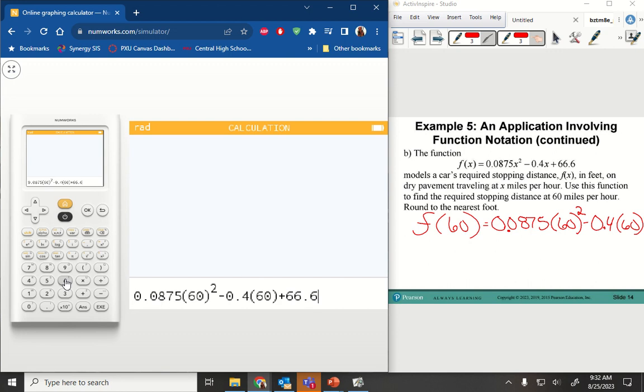Does anyone need help getting there? I got the answer. Okay, good. I'm trying to make sure everyone is getting this for the calculator right now, because knowing how to use the calculator is going to be key for this one. Does anyone need help here? Six zero. Close. Square.